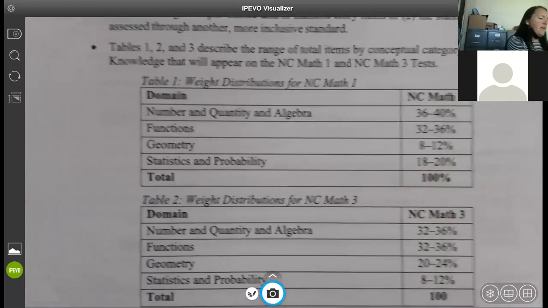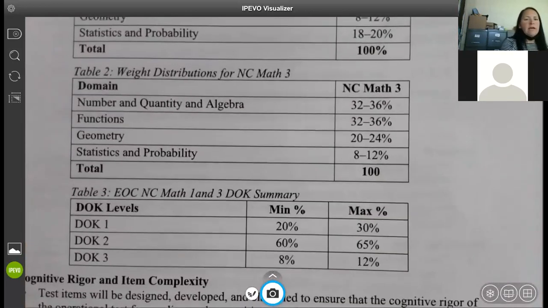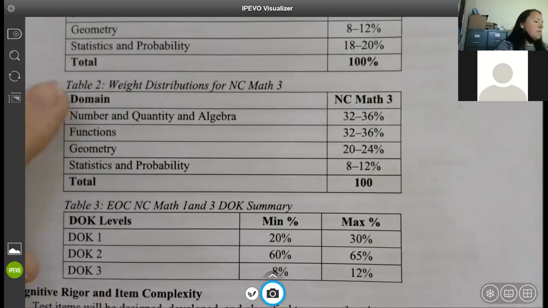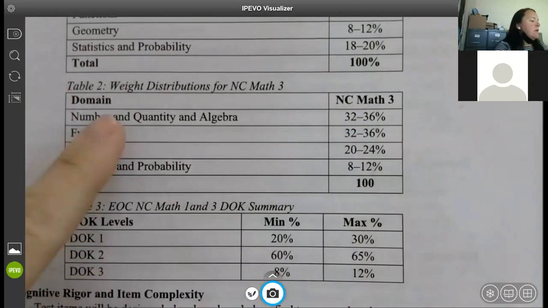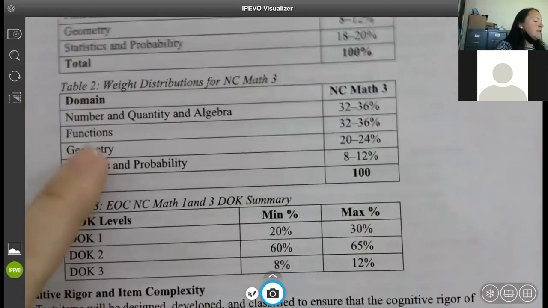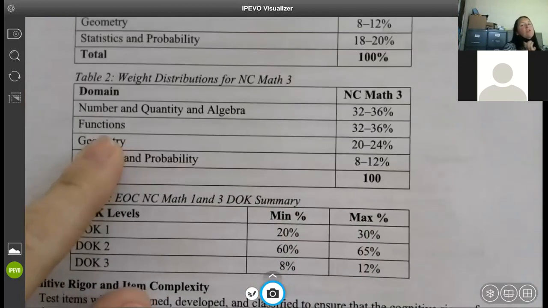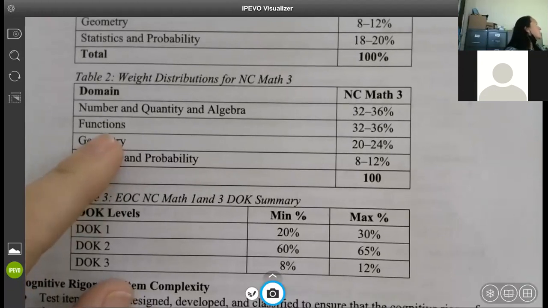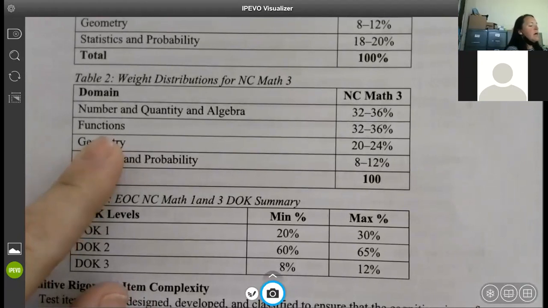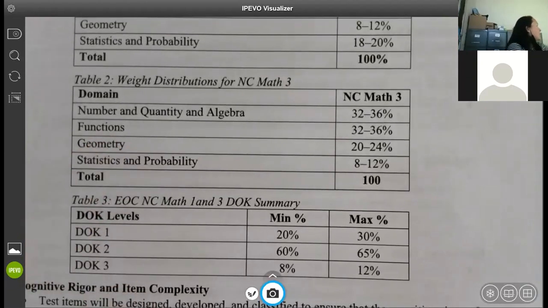These are the test specifications so that you guys will know what you're looking at. So this table 2 is what I'm going to look at right here for NC Math 3. Number and quantity and algebra is 32 to 36 and functions are 32 to 36. So if you guys think about those two, those are the ones where we're basically putting them into Desmos. So the majority of your tests, you're going to use Desmos for. Does everybody understand that? So all of those f of x and g of x, those are all functions. Anything y equals, that's a function. Number and quantity and algebra, that's solving for those things, finding the zeros. So factoring, completing the square, all of that is in there.